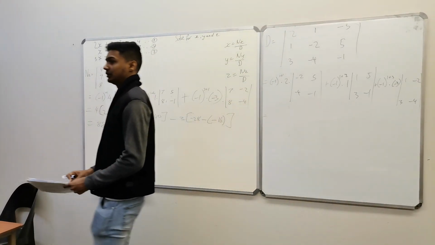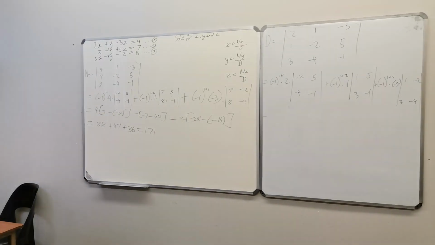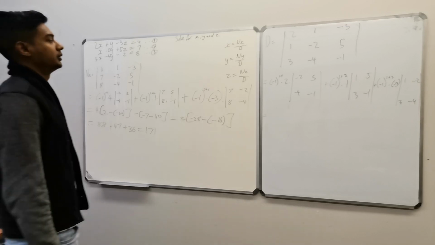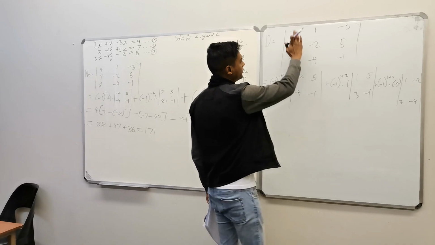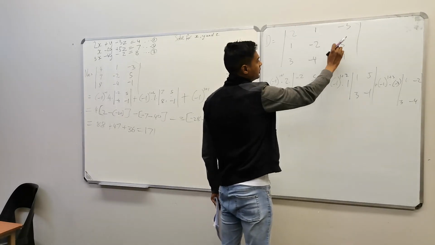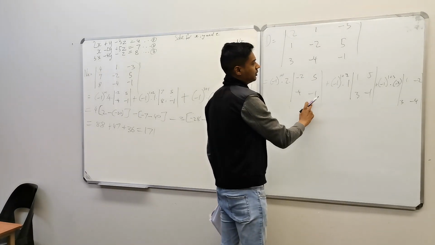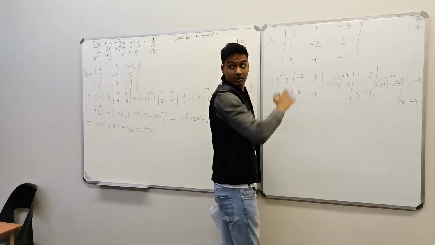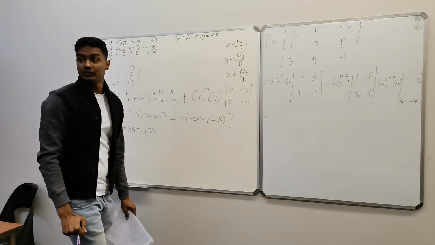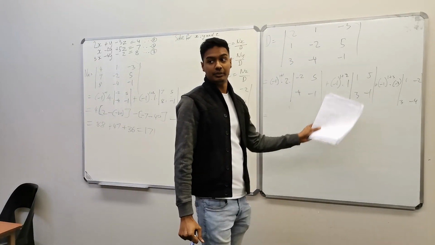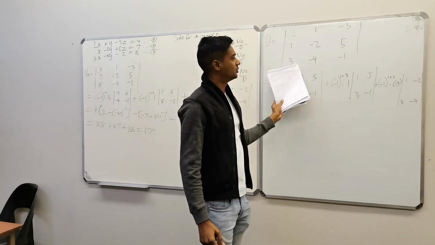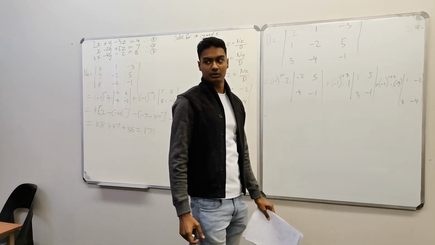Maybe they blocked out a different row. What row did they block out? If we block out the first row and the first one, it's 1, minus 2 and 5, 5, minus 4, minus 1. If we block out the middle one, this is 1, this is a 5, 3 and 1. If we block out the last one, it's 1 and 3, minus 2, minus 1.